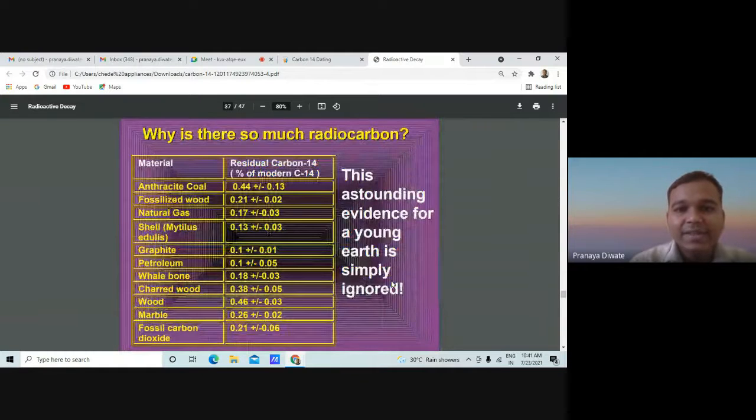Why is there so much radiocarbon? So you have anthracite coal, fossilized wood, natural gas, shale, graphite, petroleum, whalebone. So these are the materials you can use for radiocarbon dating.